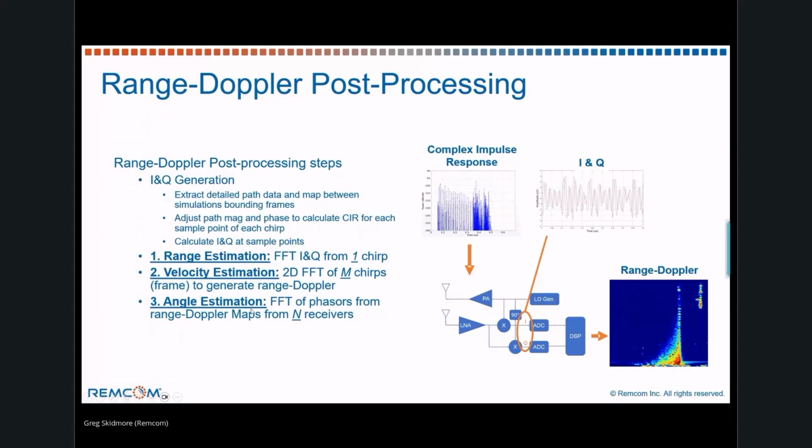And then a third level that we'll show later is an FFT across the phasors from those range Doppler maps from multiple receivers. And when we get to that stage, we'll talk about virtual receivers. It can actually be a combination of transmitters and receivers that give you angular bins, so you can do angle estimation as well.